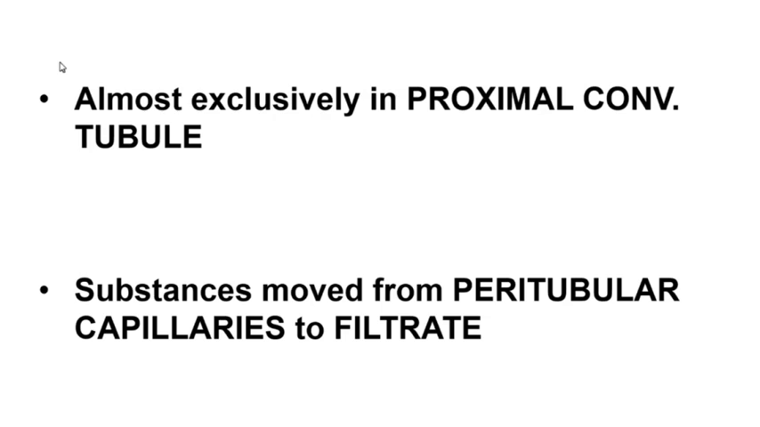Tubular secretion occurs almost exclusively in the proximal convoluted tubule, and substances are moved, as I mentioned in the previous slide, from the peritubular capillaries to the filtrate. So tubular secretion, kind of like tubular absorption, I think is kind of a confusing name for it, because what we're actually getting in tubular secretion is movement of substances from the blood into the filtrate.